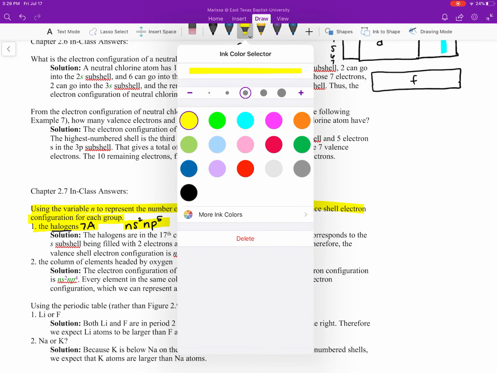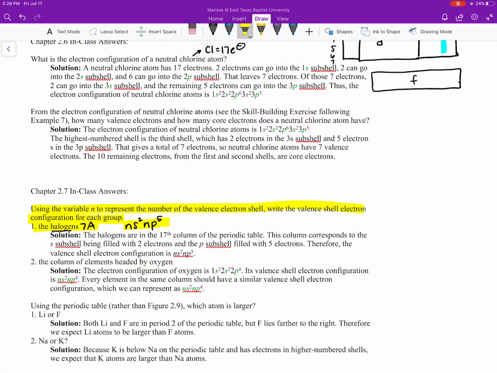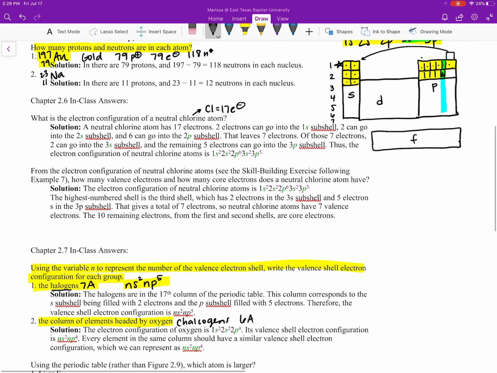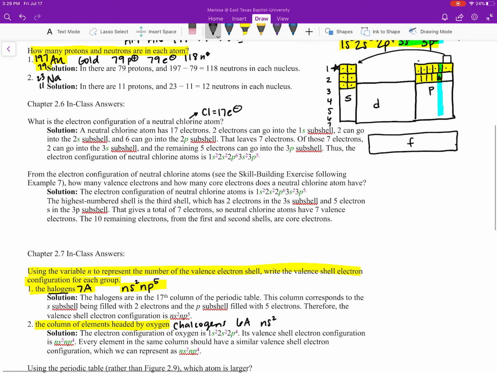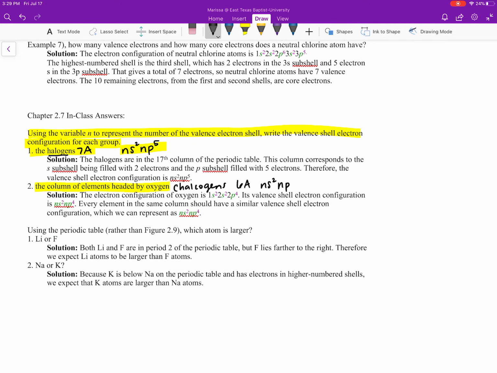So oxygen's another one. The column of elements headed by oxygen, so oxygen at the top of the group. These are called chalcogens. They're group 6A, so they're going to have 6 valence electrons. And no matter what, they're always going to have ns2, because they come after the ns group. And then np4, because they're one group over, they have one less valence electron than the halogens, giving them np4.